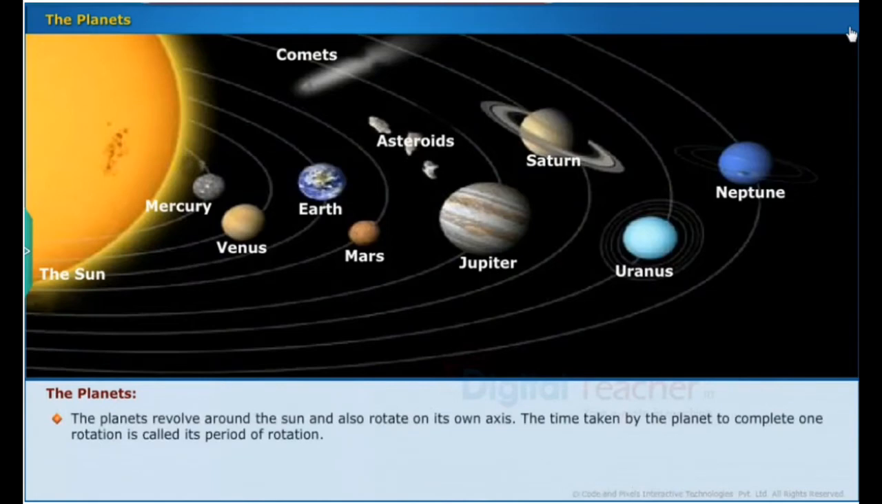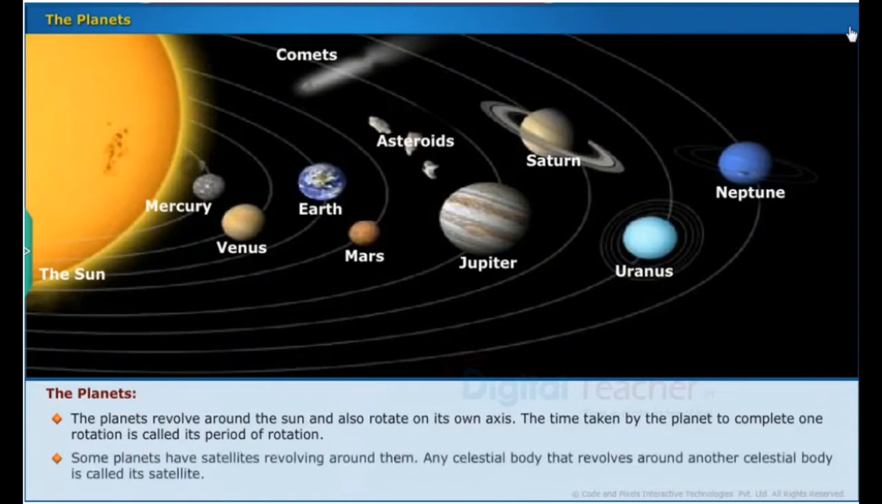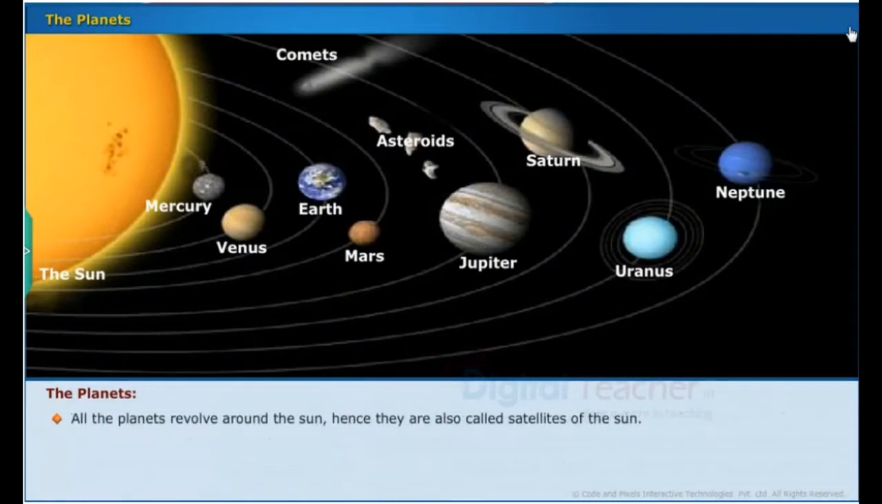The planets revolve around the Sun and also rotate on their own axis. The time taken by the planet to complete one rotation is called its period of rotation. Some planets have satellites revolving around them. Any celestial body that revolves around another celestial body is called its satellite.